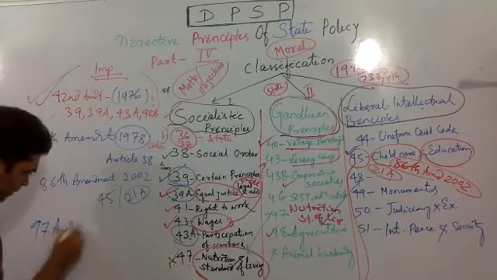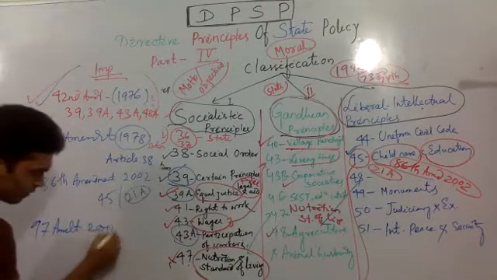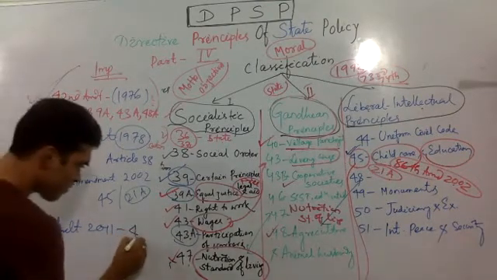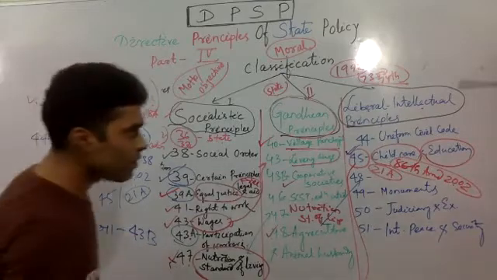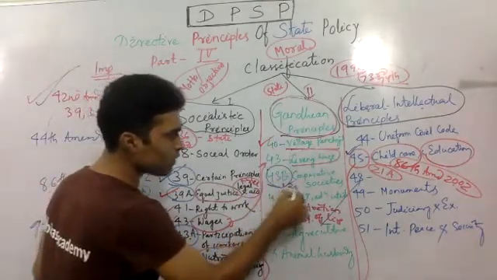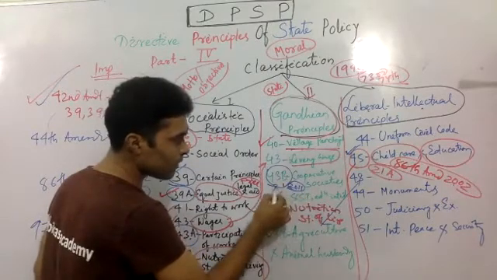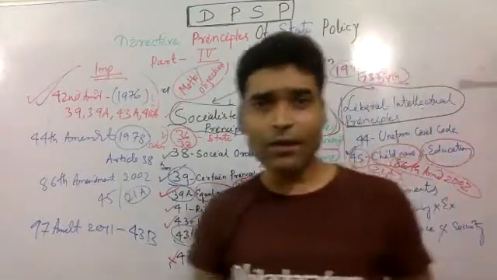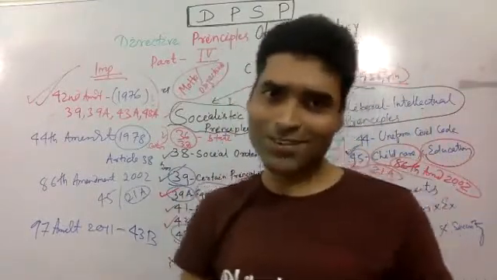After that, the 97th Amendment 2011. This added one important article, 43B. You can see here 43B was added in 2011 under the 97th Amendment. This is very, very important from the exam point of view. I hope you got all these points.